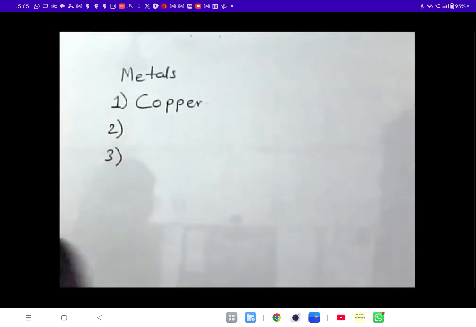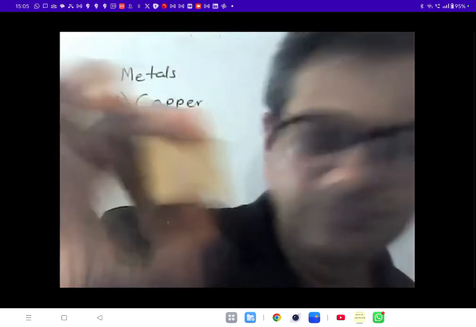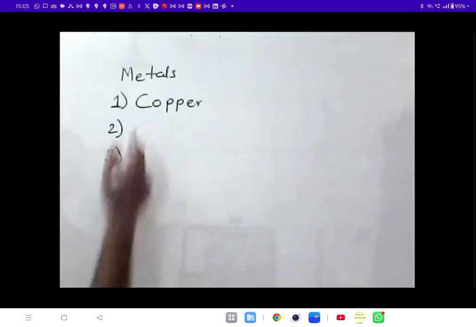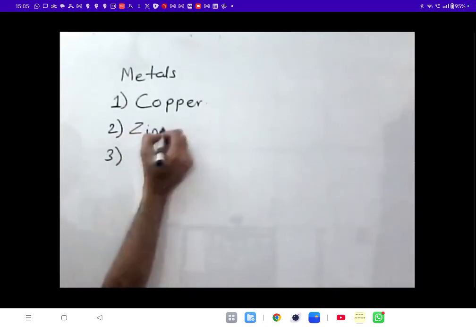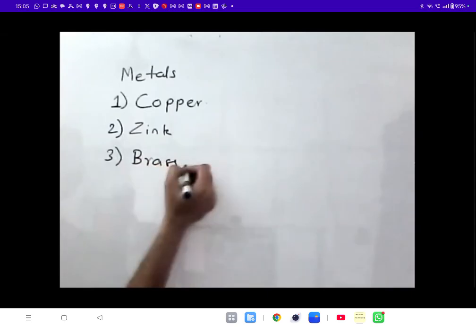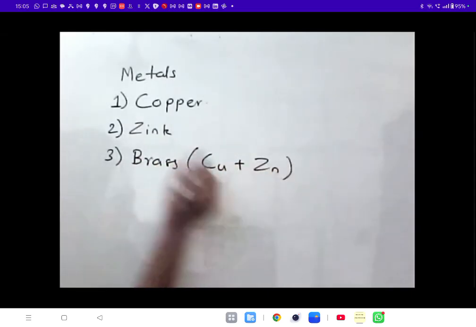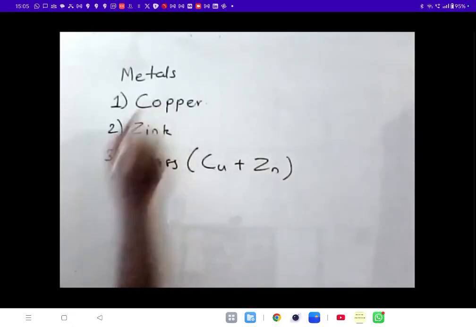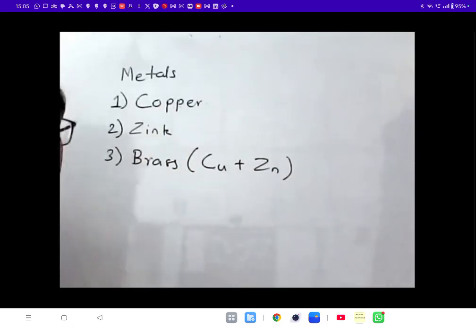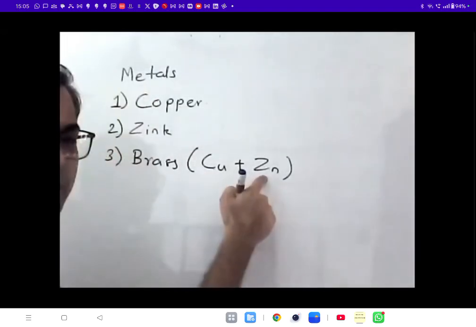Adding those two, brass. Symbol. Copper is CO, but the symbol is Cu, because there is one more name called cuprum. Cuprum, it is the Latin name. The symbol in chemistry is this one. And then zinc is this one.